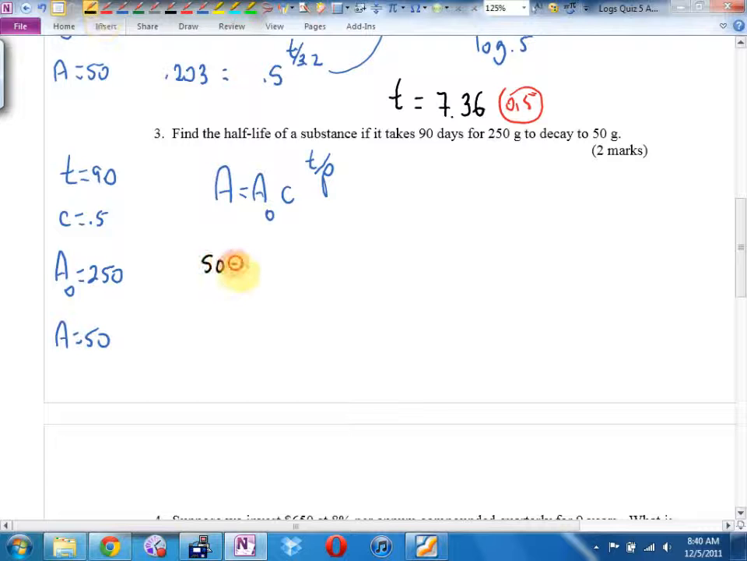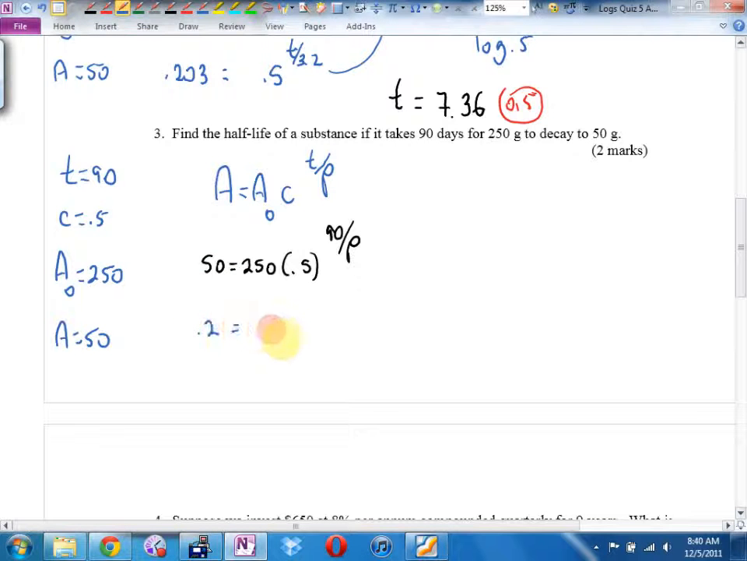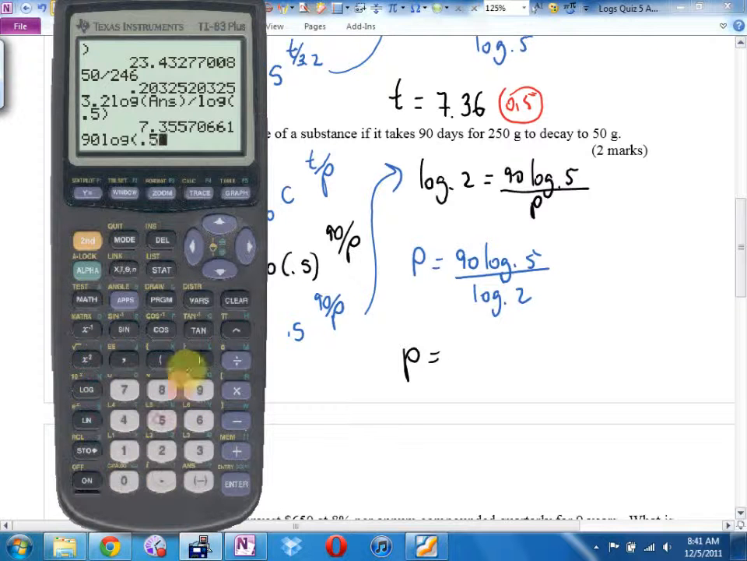50 equals 250 times 0.5 to the 90 over P. I am not going to go 250 times 0.5. No, I'm going to divide by 250. When I go 50 divided by 250, I think this one works out a little nicer. You get exactly 0.2 equals 0.5 to the 90 over P. Take the log of both sides and move the exponent to the front. This is over 1, cross multiply. I think you're going to get P equals 90 log 0.5 divided by log 0.2 when all is said and done.